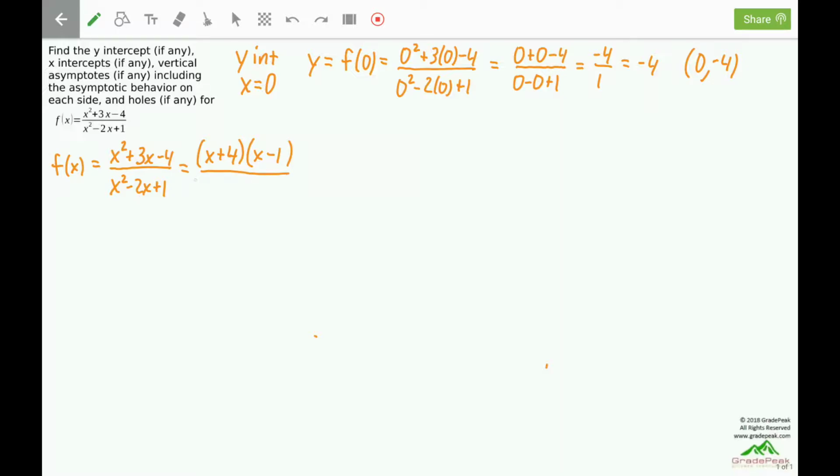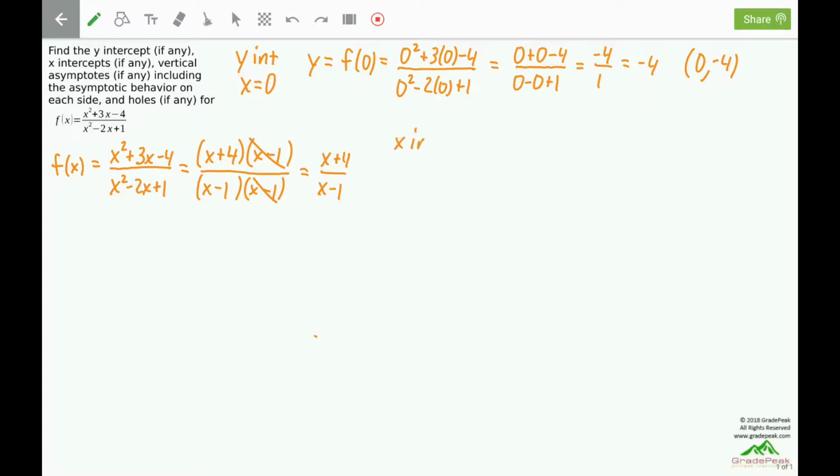The denominator is also a trinomial quadratic. It will factor into x and x, two numbers that multiply to be positive 1 and add to be negative 2. Negative 1 and negative 1 will take care of that. And now we can cancel any like factors out. The x minus 1 from the numerator will cancel with one of the x minus 1s in the denominator, leaving x plus 4 divided by x minus 1.